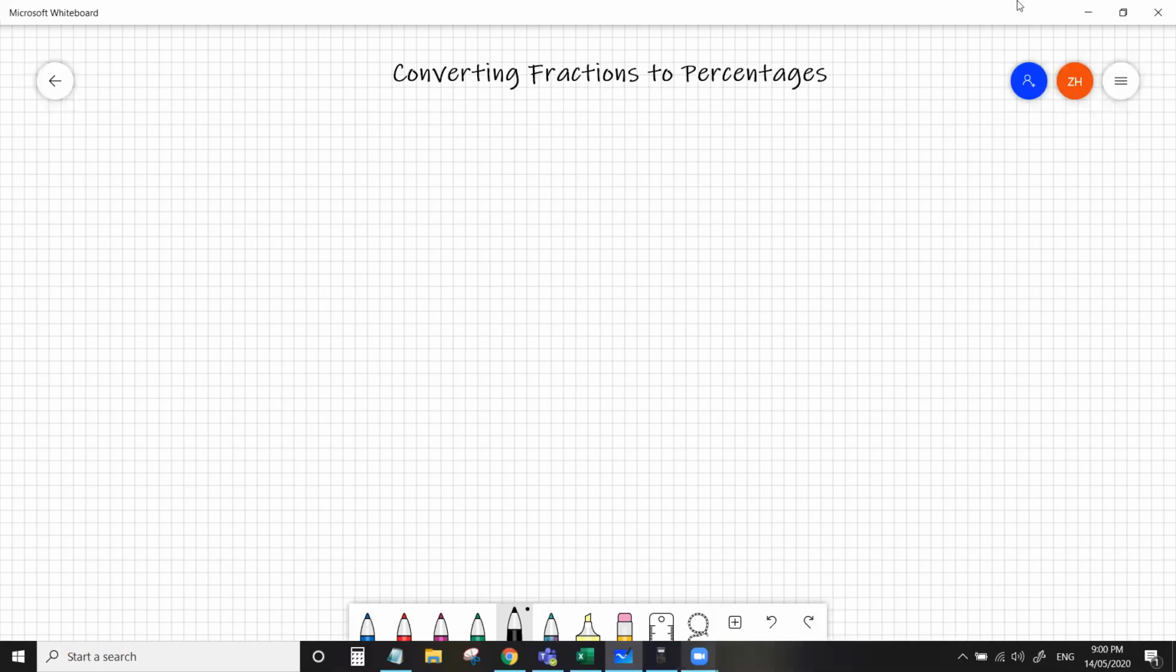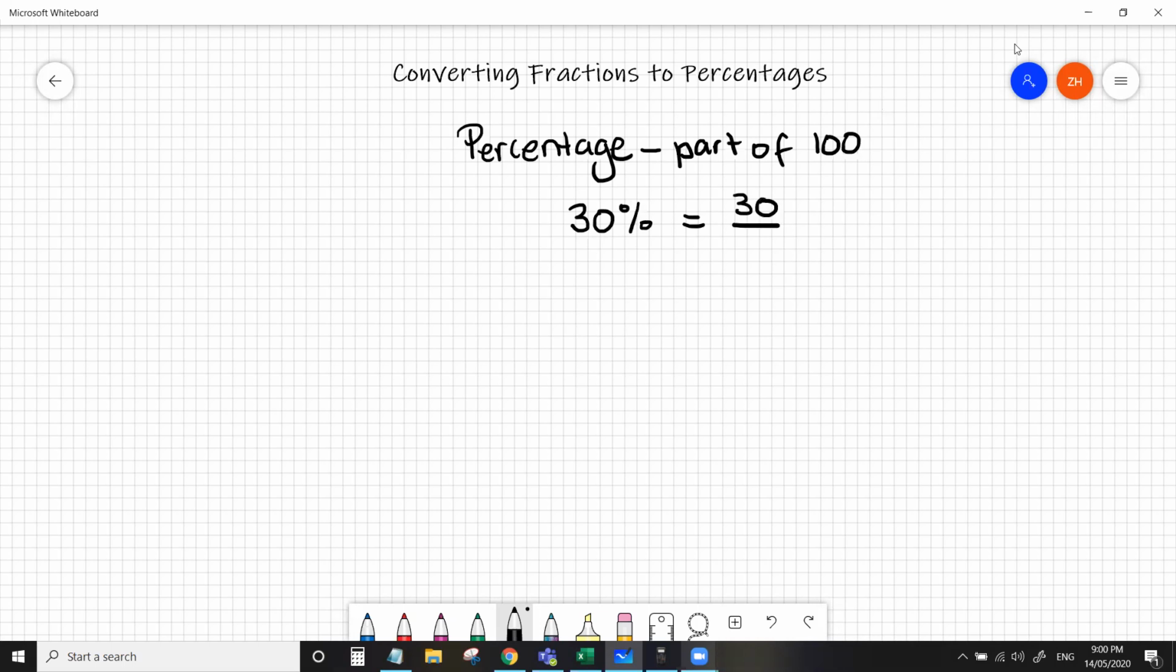Here we're going to look at converting fractions into percentages. So we already know that a percentage is just a part of 100 or a fraction of 100. So if I say something like 30%, what I mean by that is 30 out of a total of 100 possible parts. Or if I say 1%, I know that that means 1 out of 100.